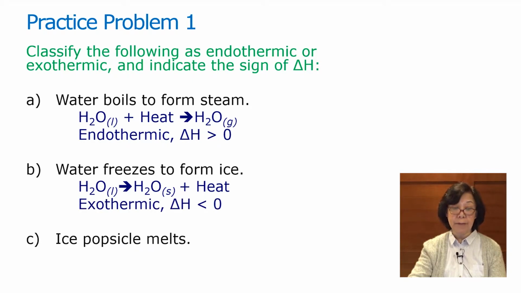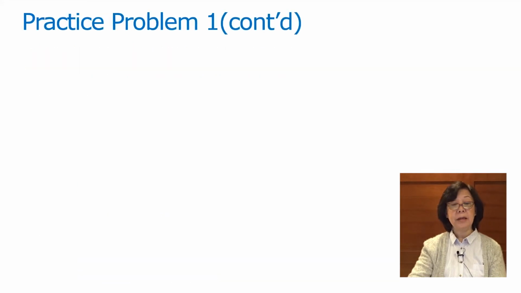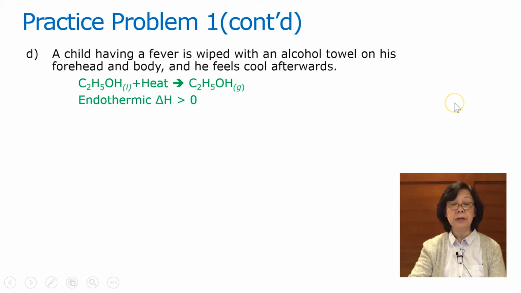Delta H is negative. When the ice popsicle melts, again, it's gaining heat to melt it into liquid. This is endothermic. Another example, if a child is having fever and the mother would wipe his body and forehead with an alcohol towel so that he would feel better afterwards, reducing the body temperature. This is absorbing heat from the body to vaporize the liquid ethanol into gaseous ethanol. And this is endothermic reaction.